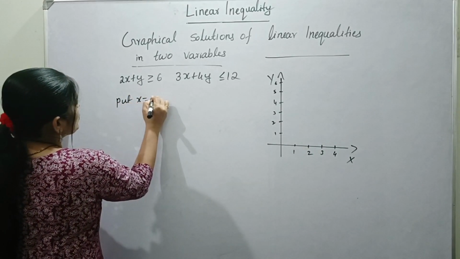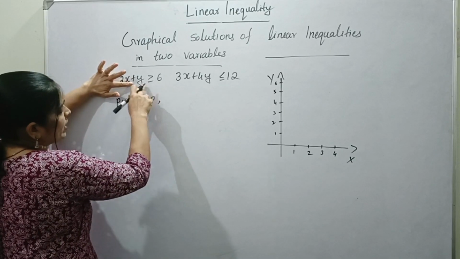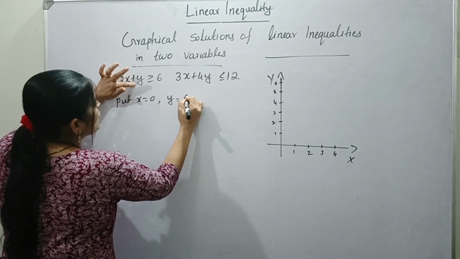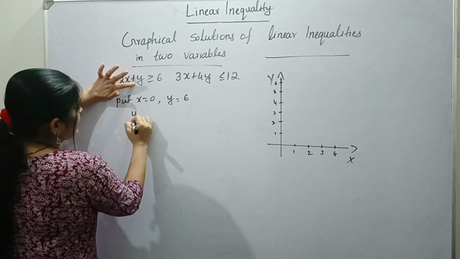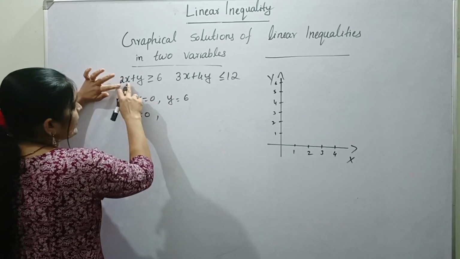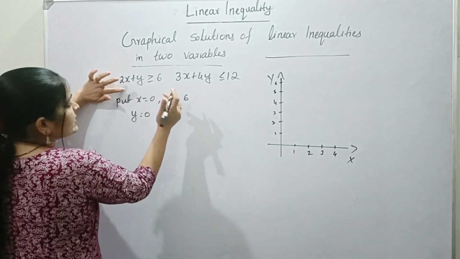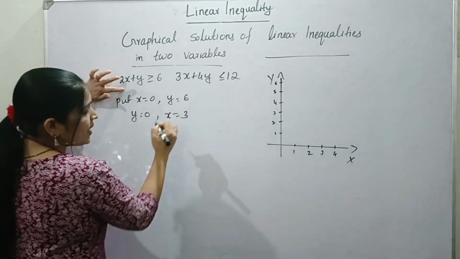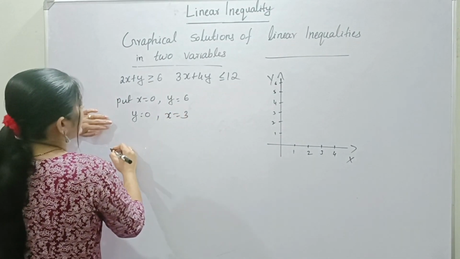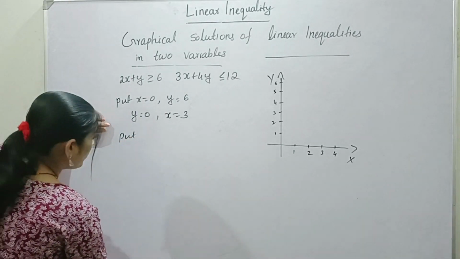Put x = 0. So here if we put x = 0 in the equation, we will get y = 6, right? When y = 0, we will get 2x = 6, okay? 2x = 6, so x = 3, isn't it? Then next, here put x = 0.